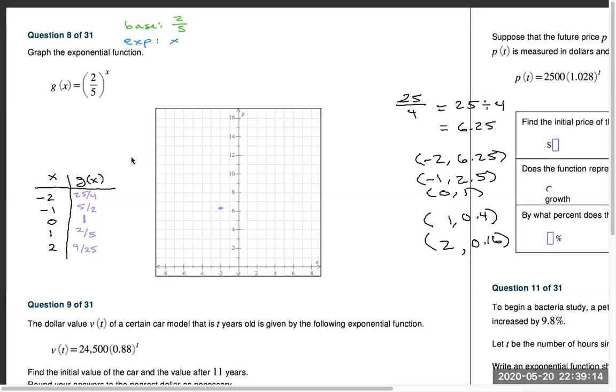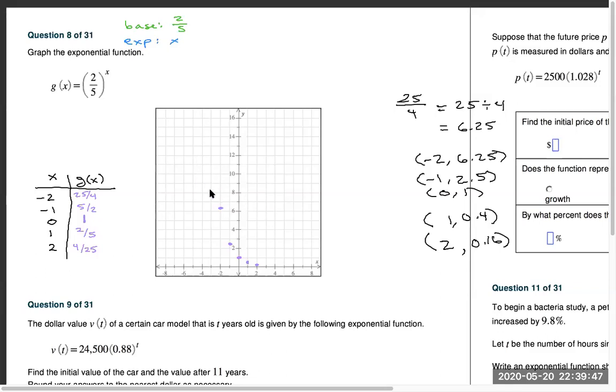And then you have (-1, 2.5). You have (0, 1). Then (1, 0.4). That's a little bit less than 0.5, which is half, so a little bit less than half. And then (2, 0.16). It's pretty small, so just guesstimate from there. Okay, so that's what it's going to look like.